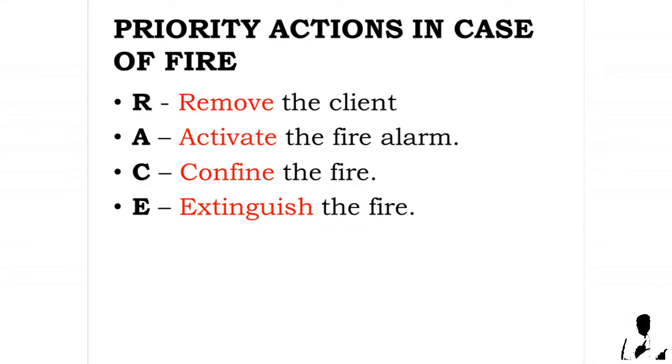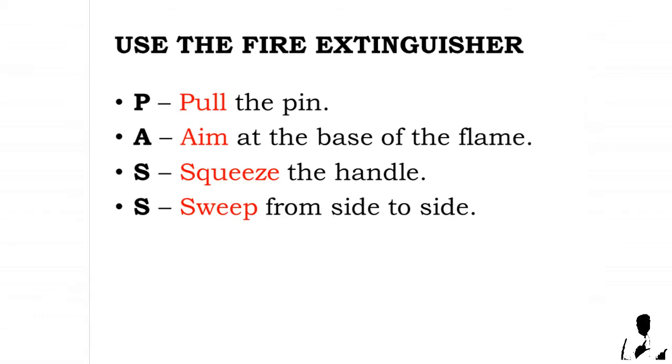The priority actions in case of fire are as follows. We will use the mnemonic RACE. R. Remove the client. A. Activate the fire alarm. C. Confine the fire. And E. Extinguish the fire. To use the fire extinguisher, do the following. We will use the mnemonic PASS. P. Pull the pin. A. Aim at the base of the flame. S. Squeeze the handle. And S. Sweep from side to side.